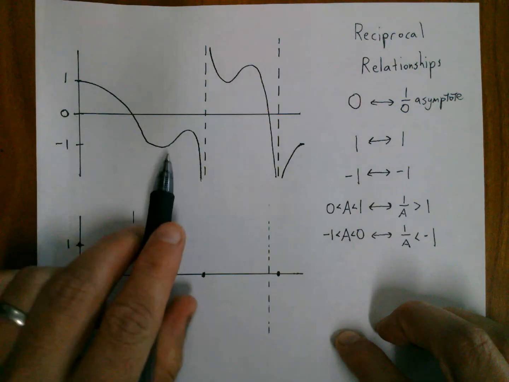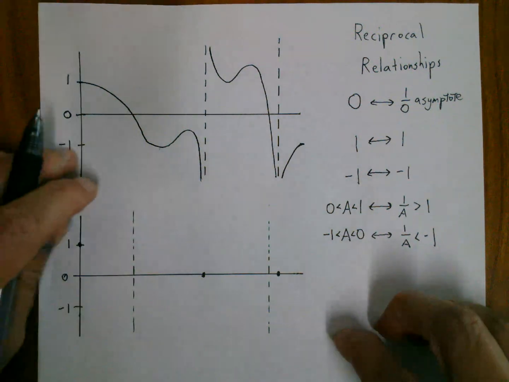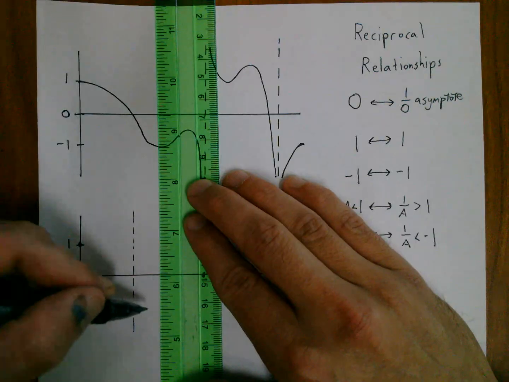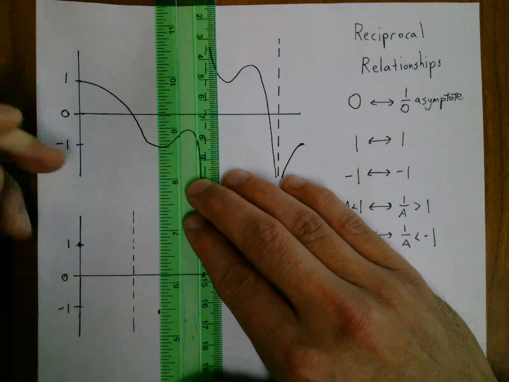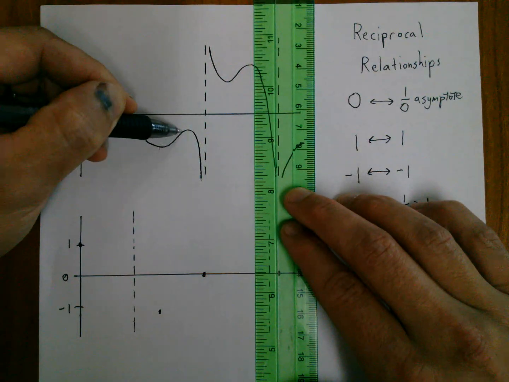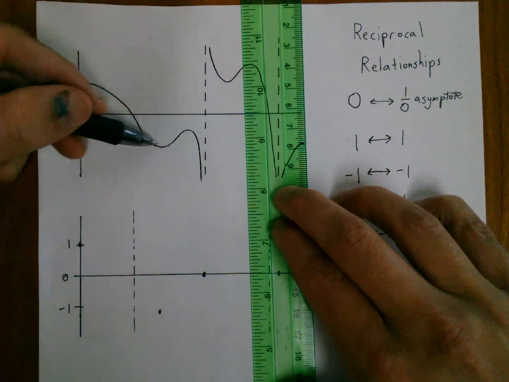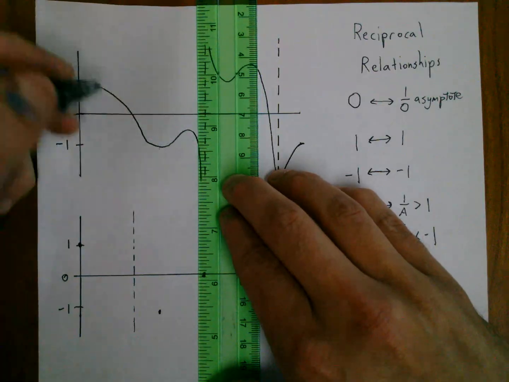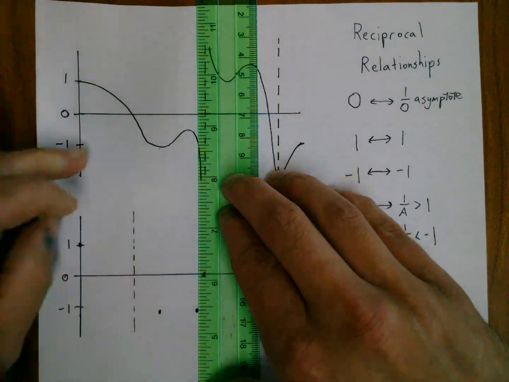Keep following it down. I have negative 1 at the bottom of this bend right here. So at that location I will also have negative 1 in the reciprocal graph. I kind of bend up and then I come back to -1 right there. See how it's lined up with -1. So I will also have a -1 in my reciprocal graph at the same location.